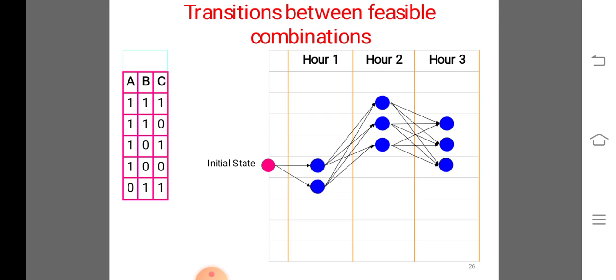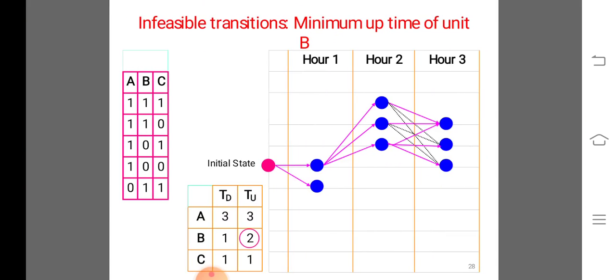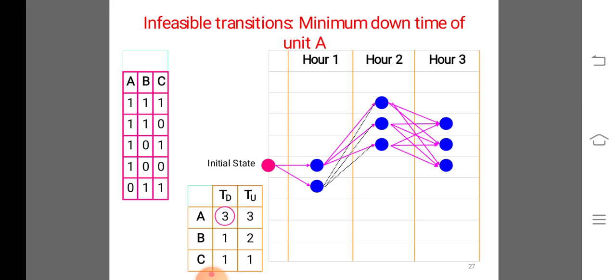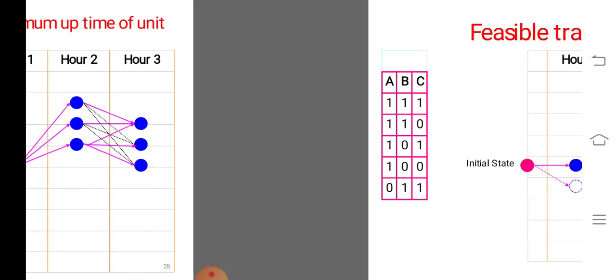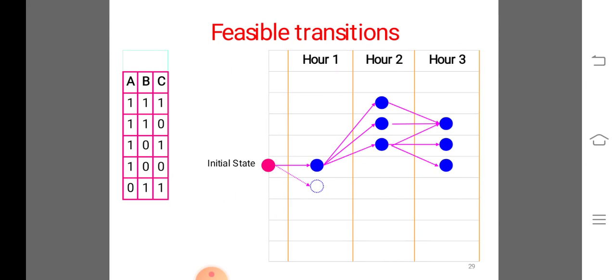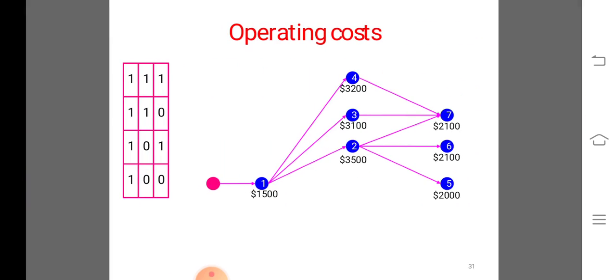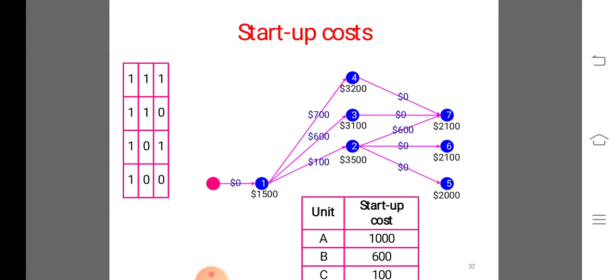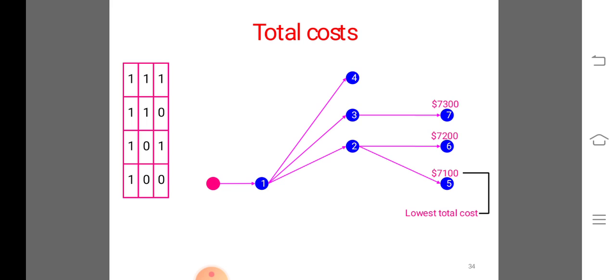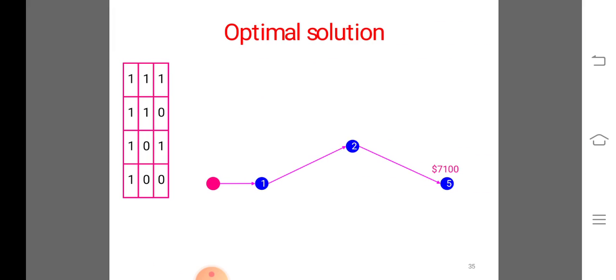This is the transition between feasible combinations. The transition between feasible combinations always involves some import and export of different units on an hourly basis. This is an infeasible transition because of minimum downtime, and this is the minimum uptime of the unit. This is also a feasible transition. Then the operating cost, startup cost, accumulated cost, total cost, and optimal solution.